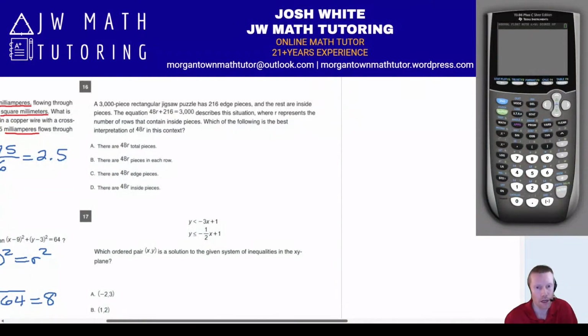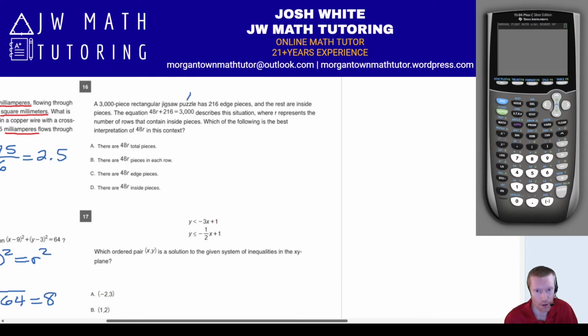Continuing now with the next problem, number 16 at the top of the page. So in this situation, basically they describe something that's going on. They give you an equation. Really, it's just a basic one variable linear equation, and say which of the following is the interpretation of 48R.